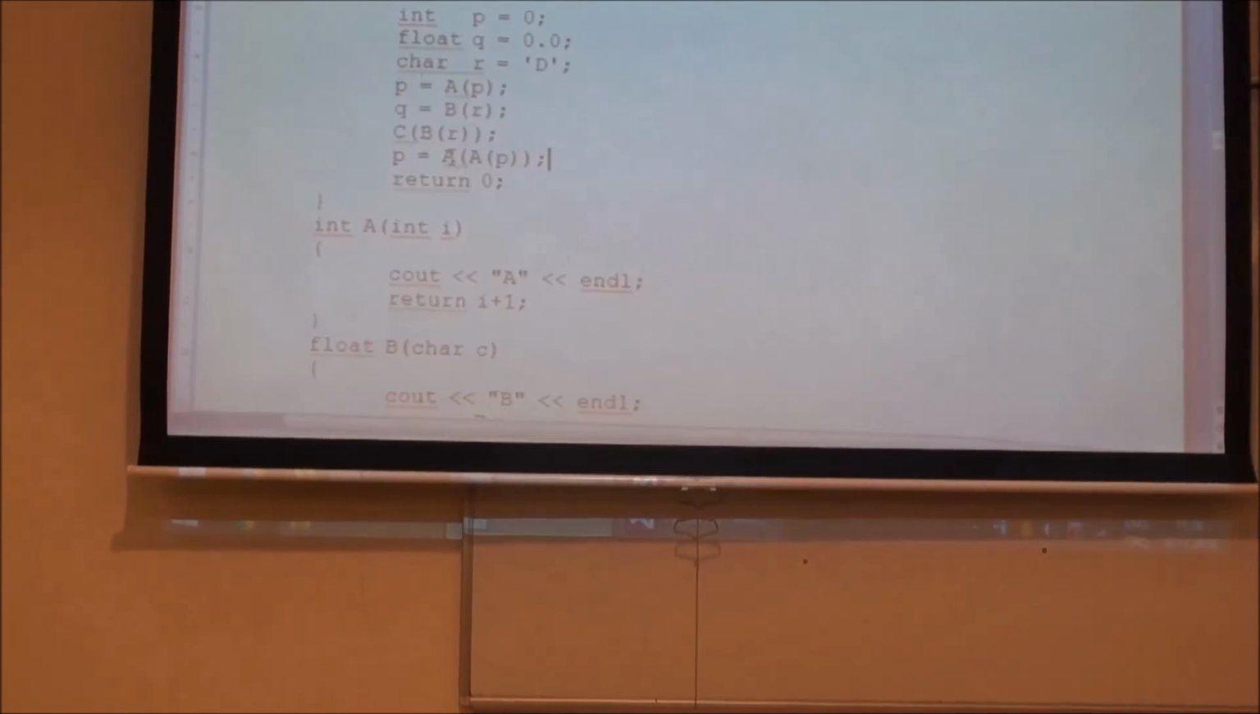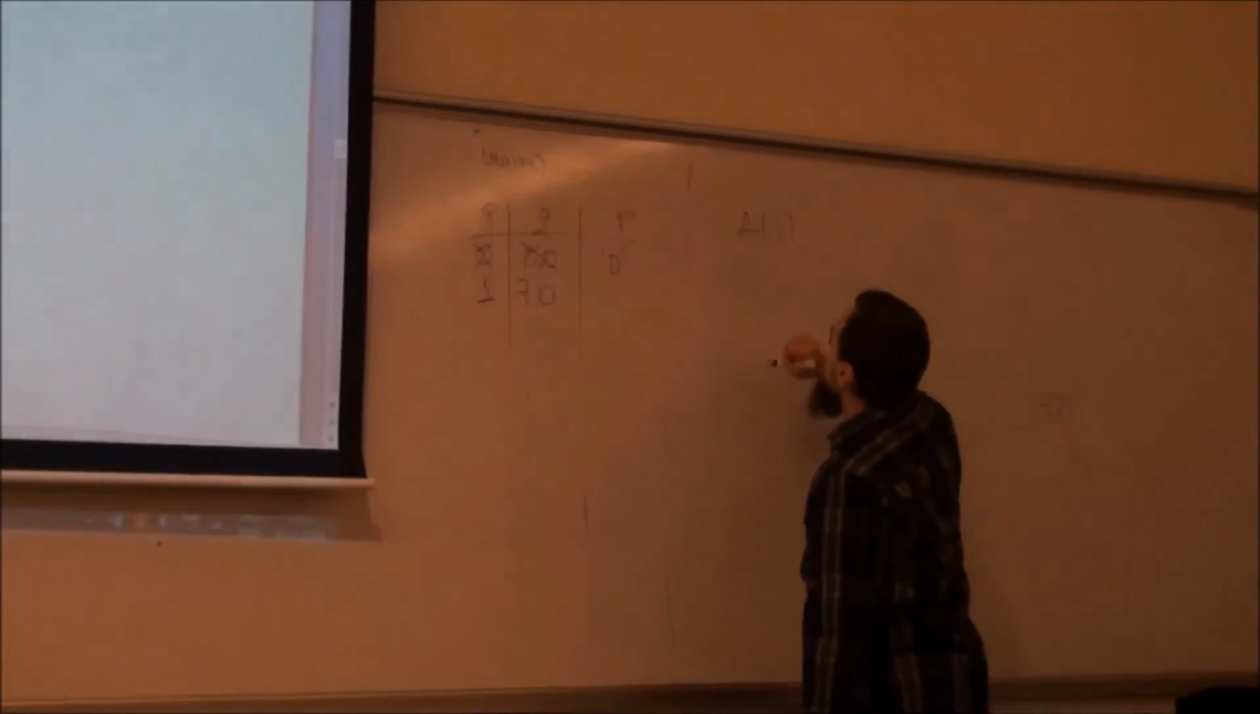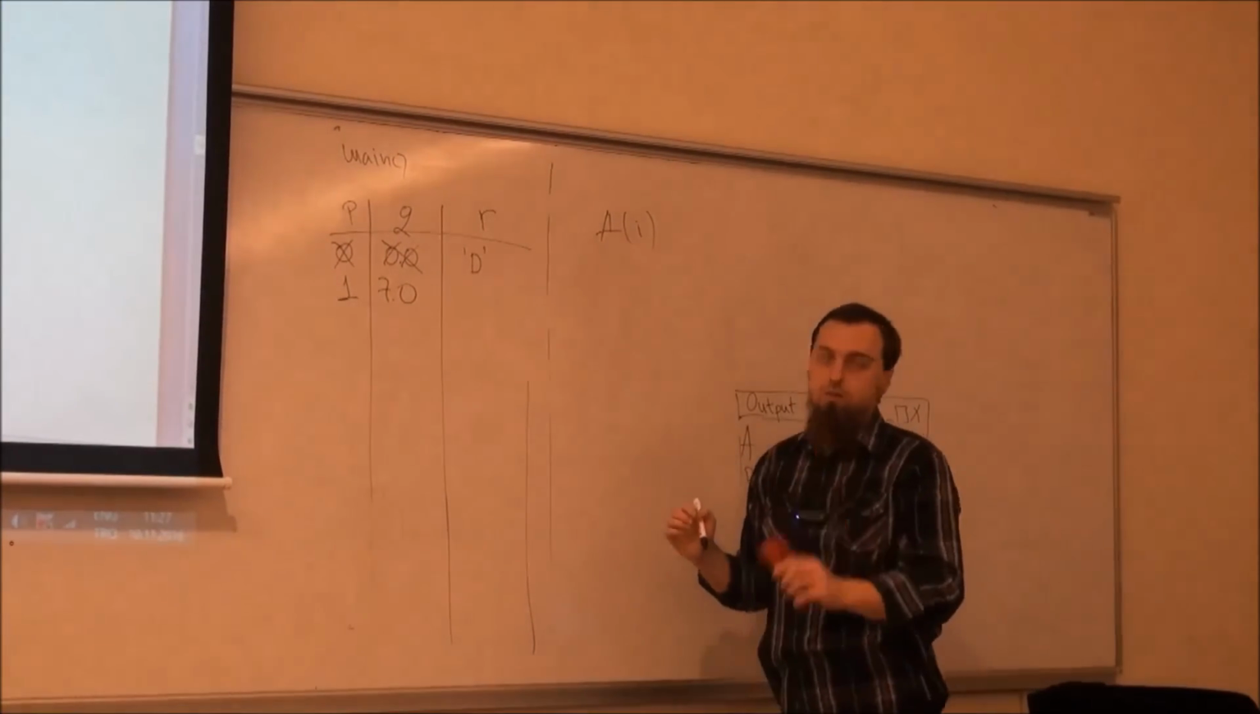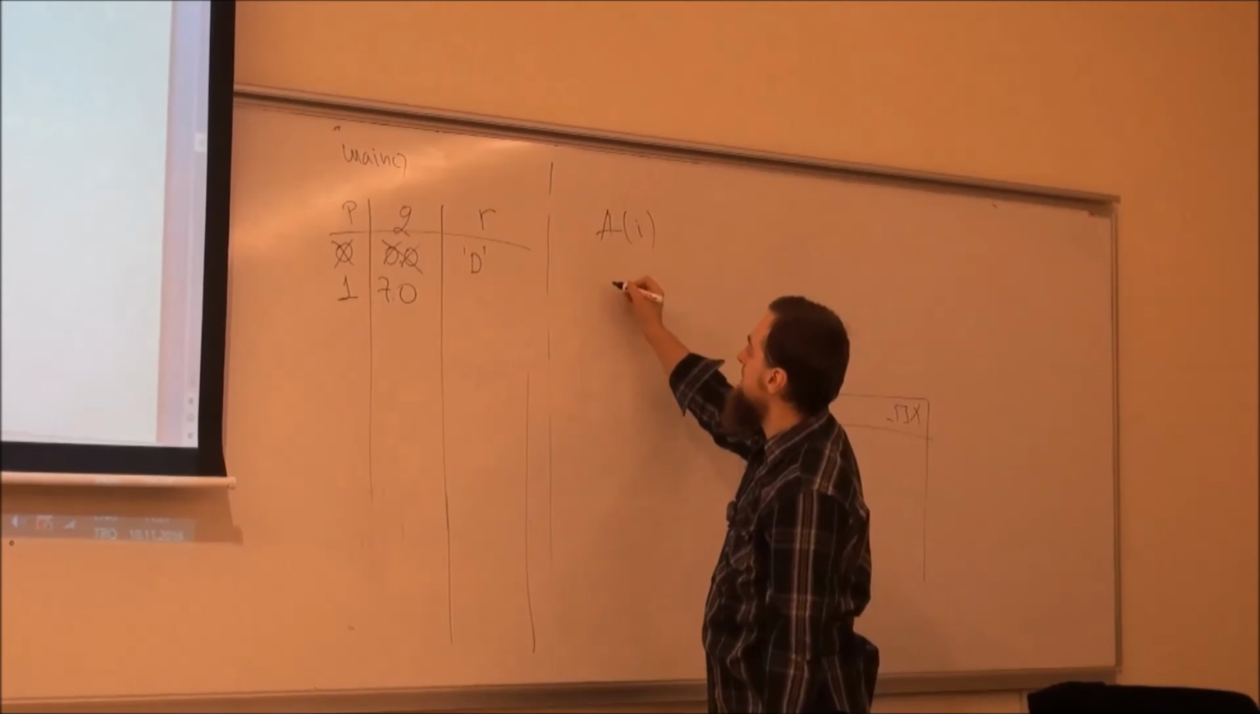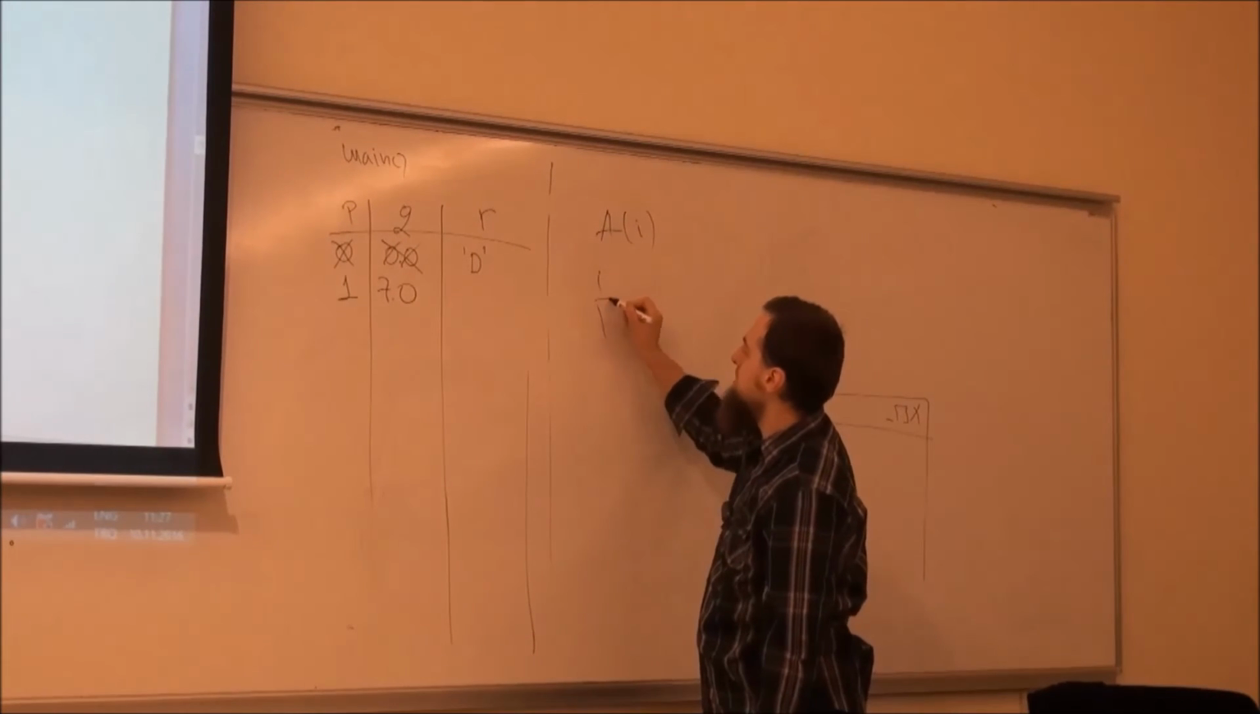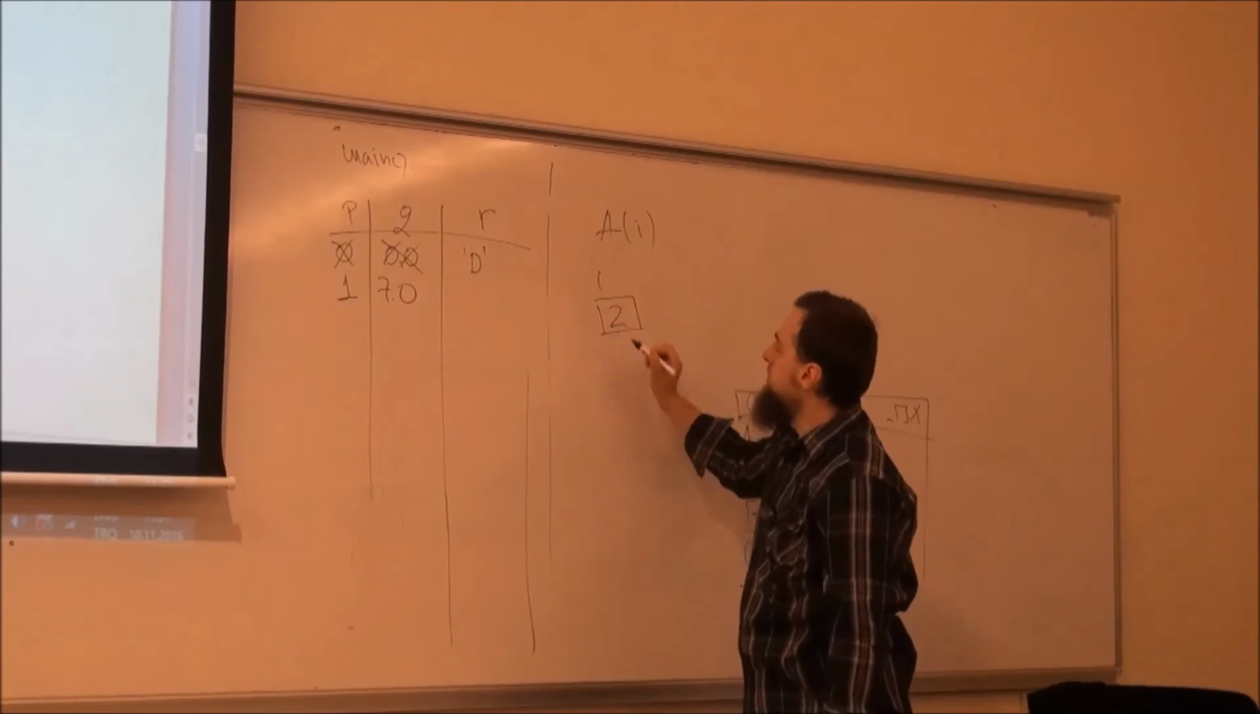Previously it was erased, now we have another A, which is another instance of a function. It's the same function but another instance. And it's another instance because now A has value 2. Okay?